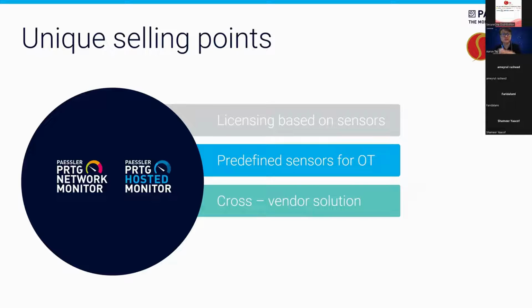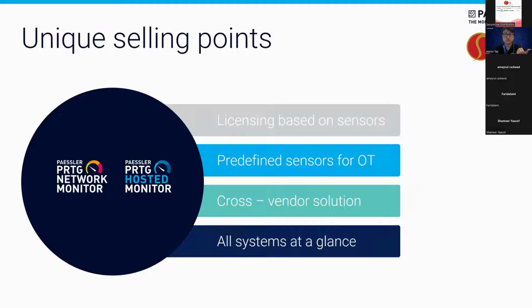Okay, what are some of the unique selling points of PRTG? Okay, if you have already been using PRTG, then you know we are licensed based on sensors. For those who don't know, PRTG is based on sensors. So what does a sensor consist of? It's basically each aspect of one device. In IT terms, for example, ping and CPU are each considered one sensor. For the OT, it depends. For example, with the Modbus protocol, you have one Modbus sensor, and you can monitor up to 5 channels. Then that one Modbus sensor is considered one as well. So this is how we are licensed by sensors.